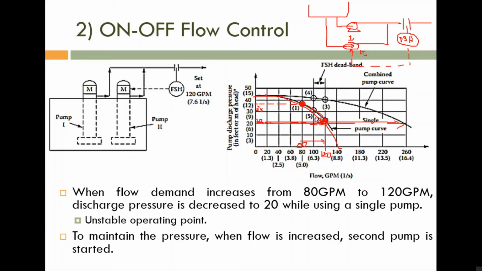Means the pump curve is shifted to right side. If this one is a flow rate, the second pump will also give the same flow rate. So the pump curve is shifted to this side. If this one is a flow rate given by first pump, then second pump will also give this much flow rate. So if you are operating these two pumps simultaneously, the pump curve is shifted to right side. So in last class we discussed about this.